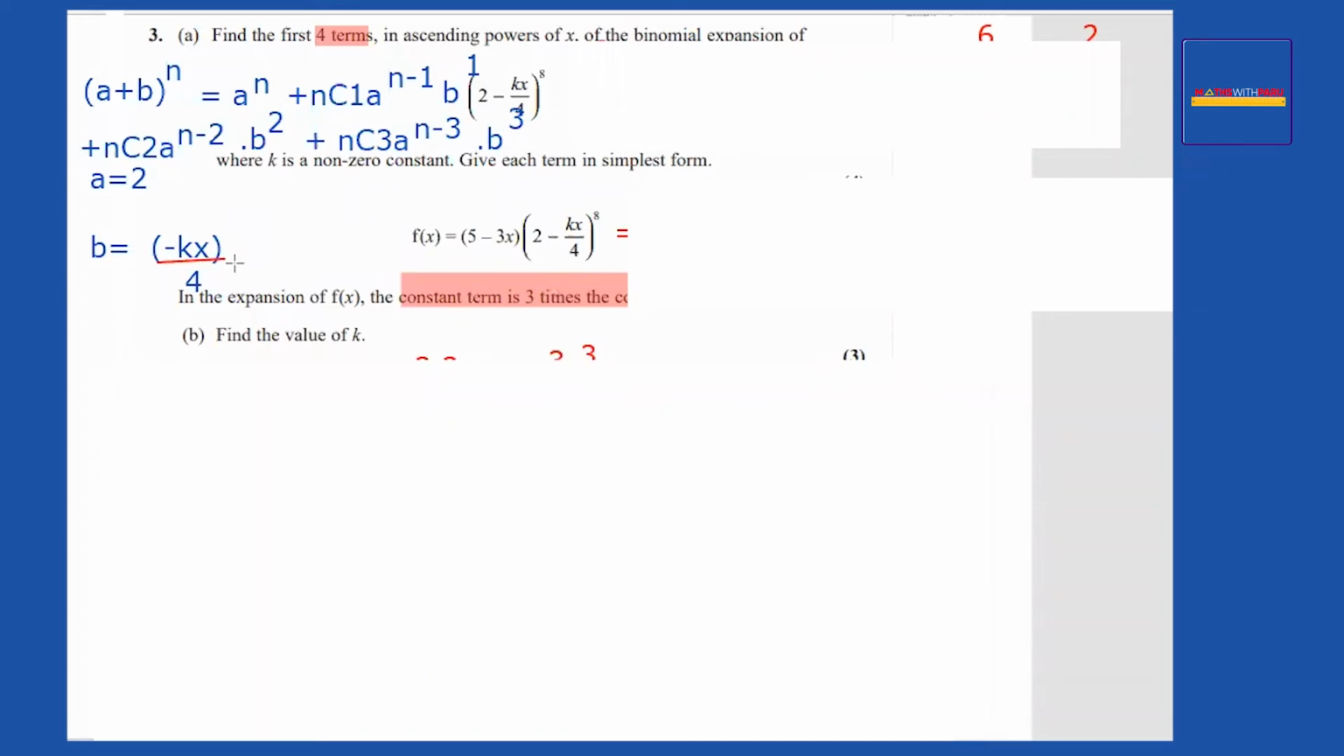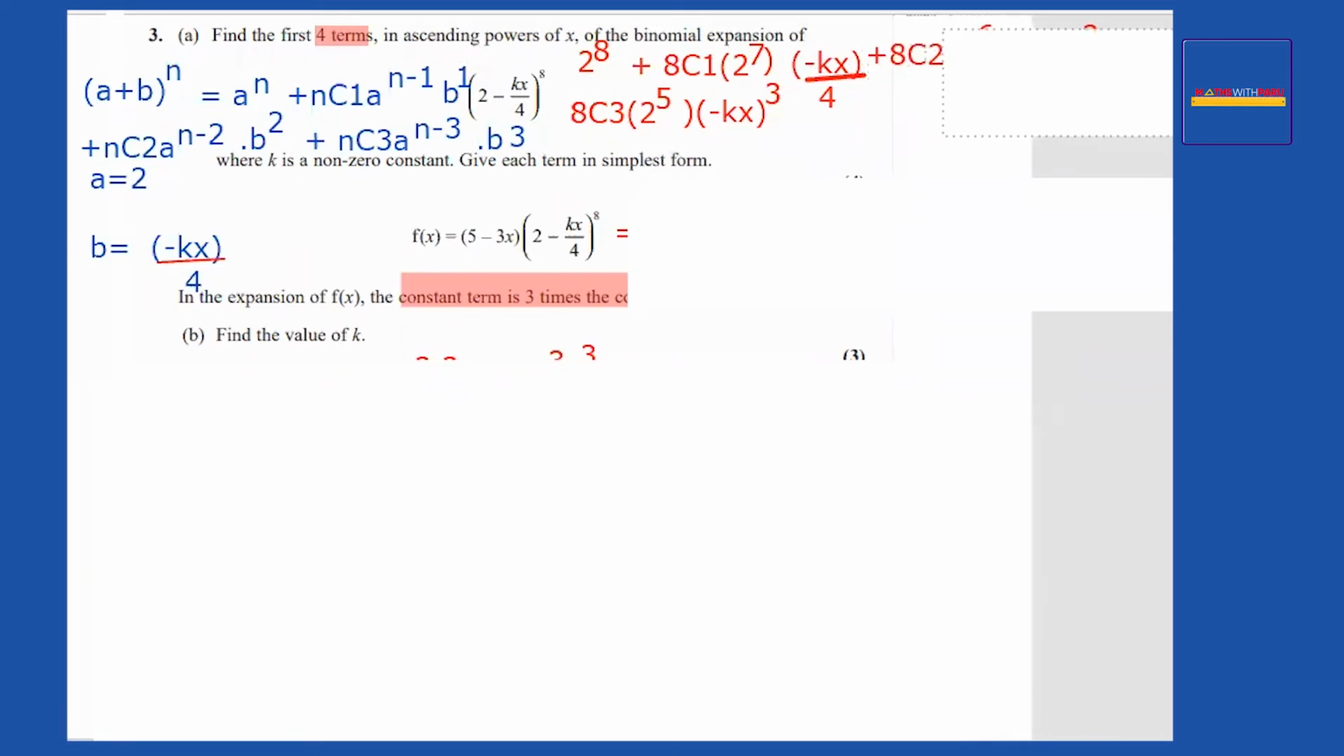So here we go. The first term is a to the power n, which is 2 to the power 8. And then the next term is going to be 8C1, 2 to the power 7 into the part b, which is minus kx over 4. Note that I've put that all in a bracket.